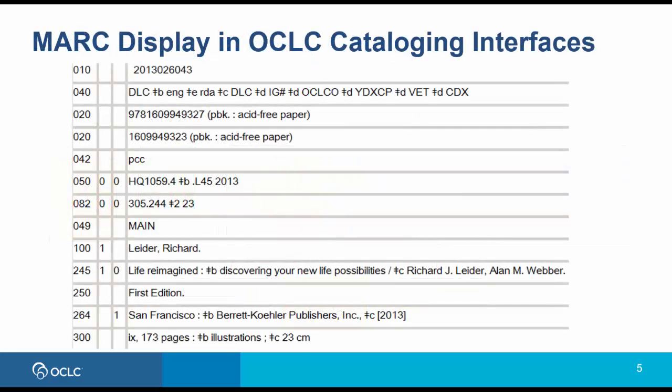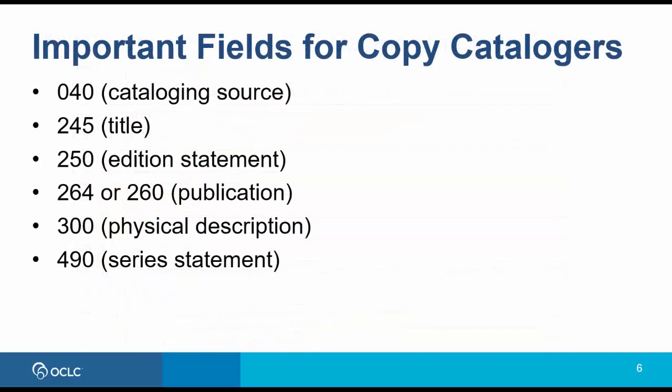This is an example of part of a MARC bibliographic record in OCLC cataloging interfaces. You can see the tags in the first column, the indicators in the next two columns, and the subfields in the last column. In OCLC cataloging interfaces, if subfield A is the first subfield in a field, and it usually is, the delimiter and subfield code for subfield A are suppressed from display. Next, we'll take a more detailed look at some of the fields from this example. We'll cover just a few fields that are important for matching and selecting bibliographic records.